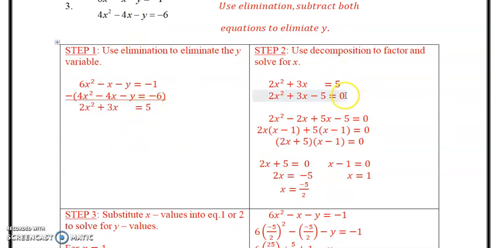Second step is we set that equal to 0 and use decomposition to factor. So I subtracted the 5 from both sides and I got my equation. You could have done that on this step. It doesn't make a difference. And then I use decomposition. So two numbers multiplied together give me negative 10, added together give me 3. Would have been actually 5 and negative 2. So I've decomposed or broken down the 3x into negative 2x plus 5x.